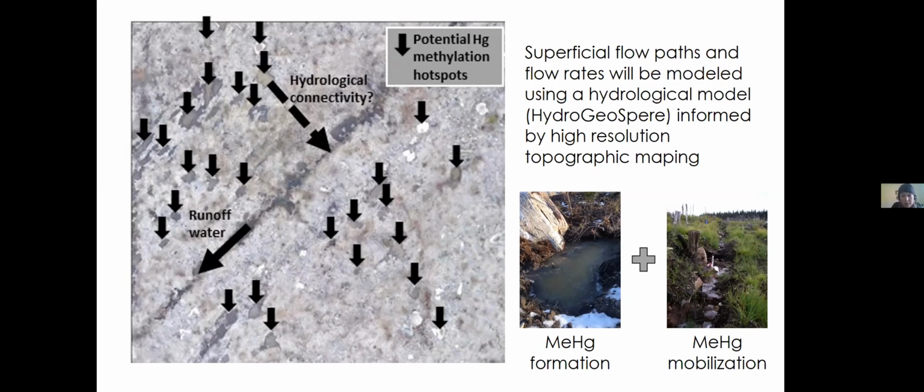The figures here are from another project where we successfully used a similar approach and modeled the hydrological flow paths and flow rates between mercury methylation hotspots that were formed by stump harvesting and the drainage ditch.